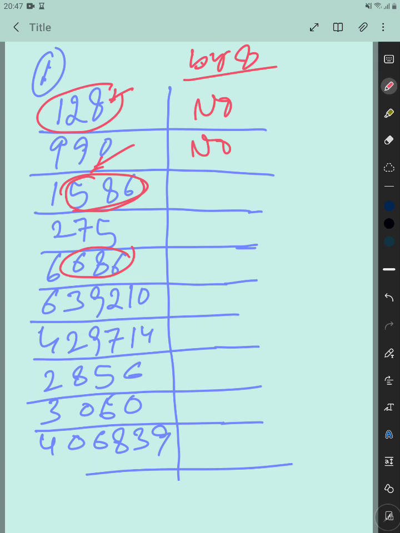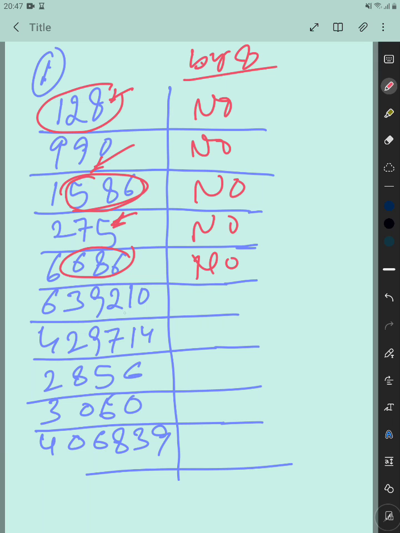And then 26 is not divided by 8, so it is no. Okay, 275, it is an odd number at the unit place, it cannot be divided, so it is also no. And now we have come to 686, so we'll take up the 686 divisibility by 8. So we'll test it: 8 eights are 64, and then we get 4 and 6, 46. 46 is not divisible by 8, so it is no.